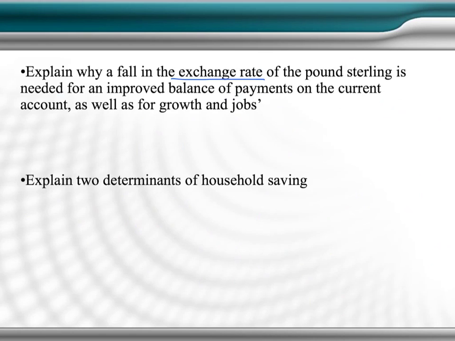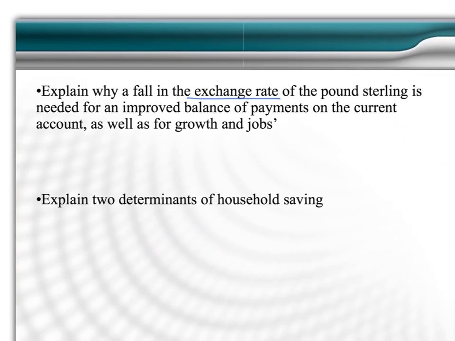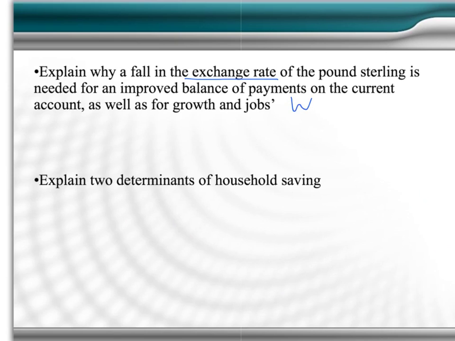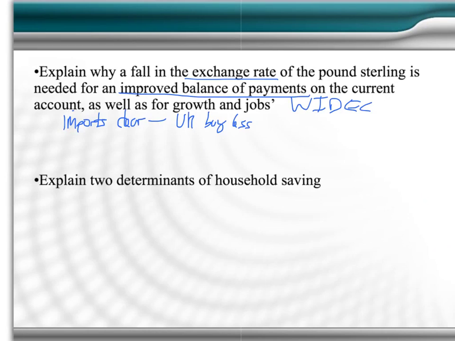So, a fall in the exchange rate, what do we always write? We write WIDEC. It's going to be imports dear, exports cheap. Explain why this is needed for an improvement in the balance of payments. Now remember, with this question, we're doing no R buts. We're just going to say how it might work. Right, so what you'd say is, imports are dear. So what's going to happen? That means that UK people will buy less imports. This is because they're more expensive.